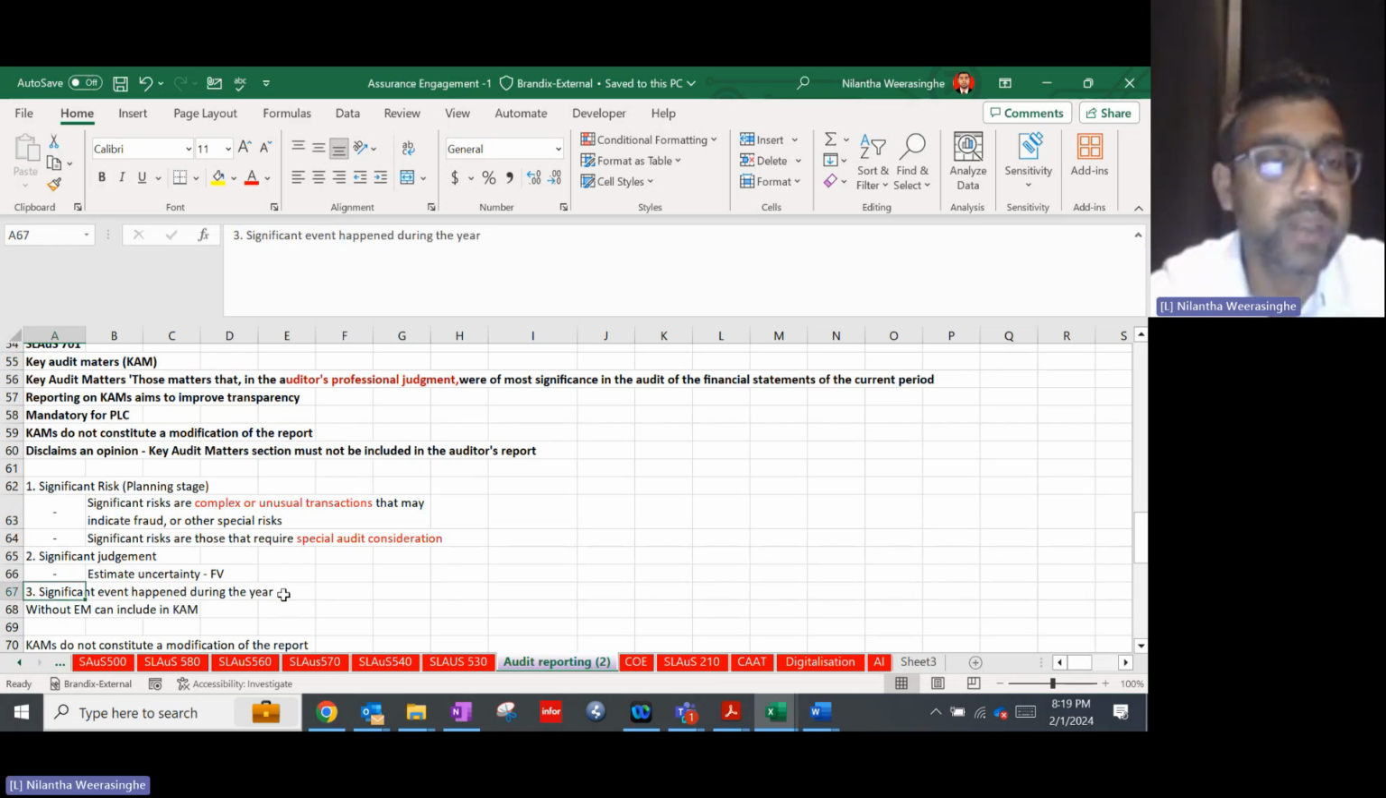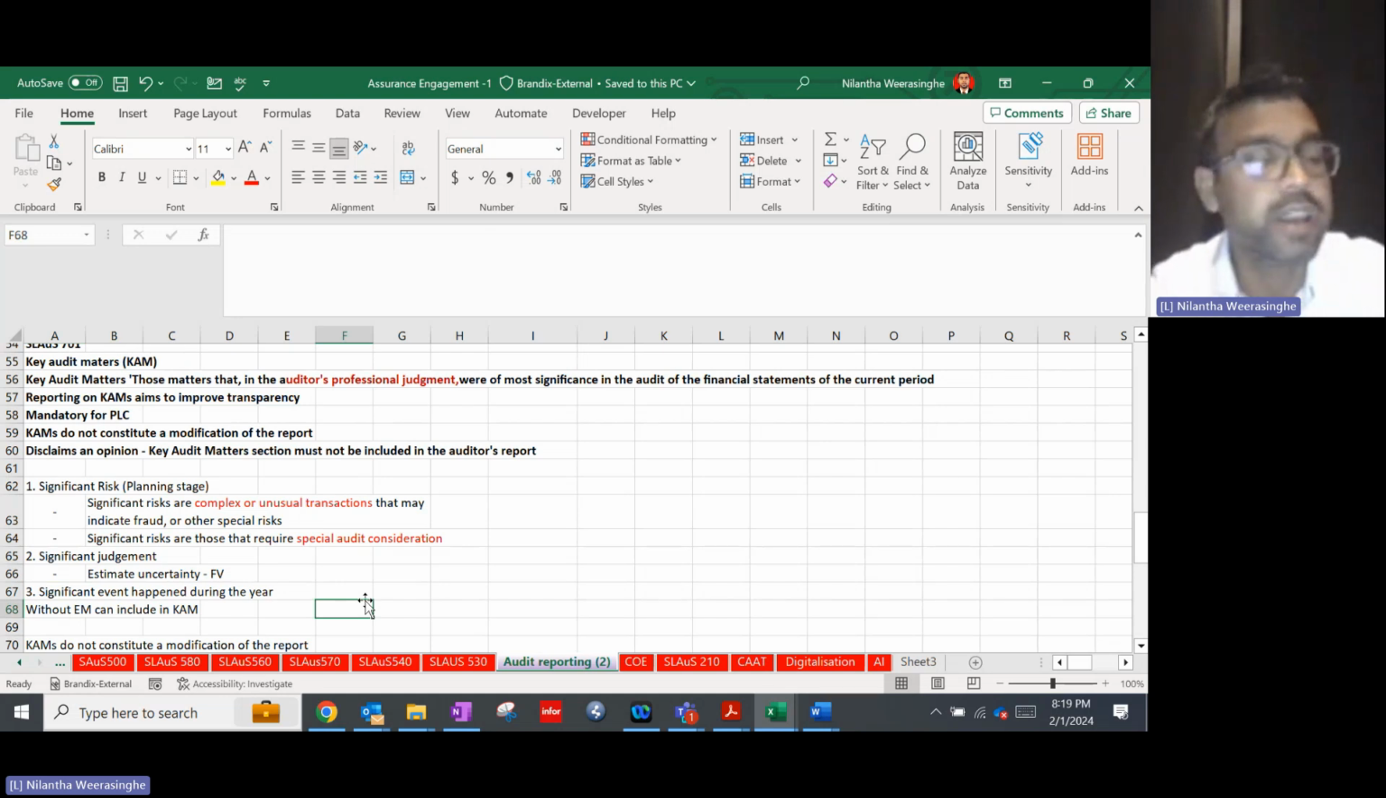Third, significant event that happened during the year. If you acquire a new business, if you dispose of a business, or if you have come across any voluntary retirement scheme, or if you have scaled down business, all these significant events you have to include under the key audit matter paragraph. So those are the areas you include in the key audit matter paragraph.